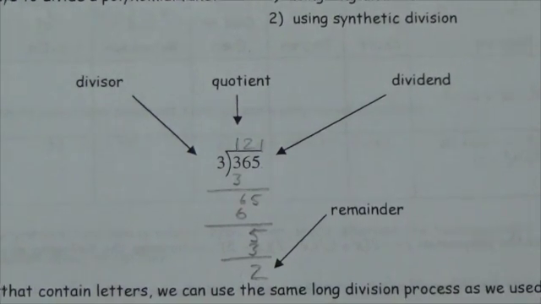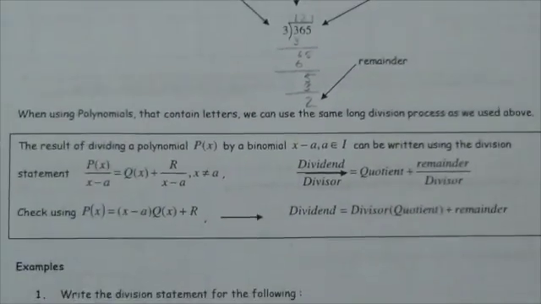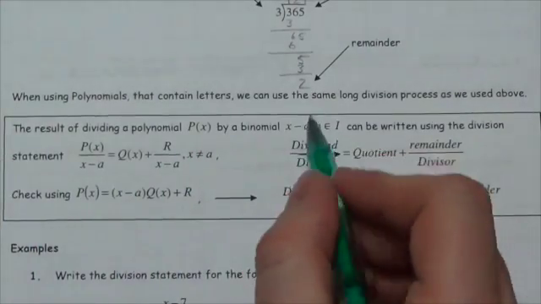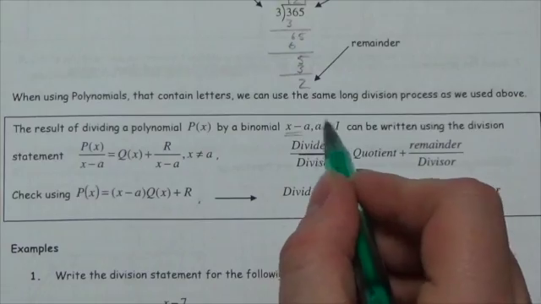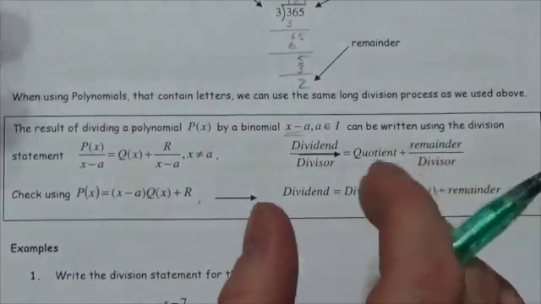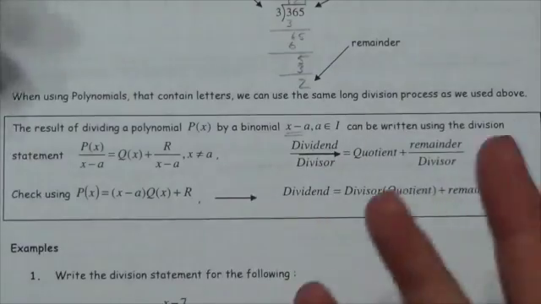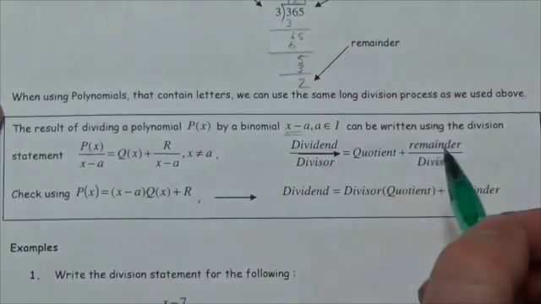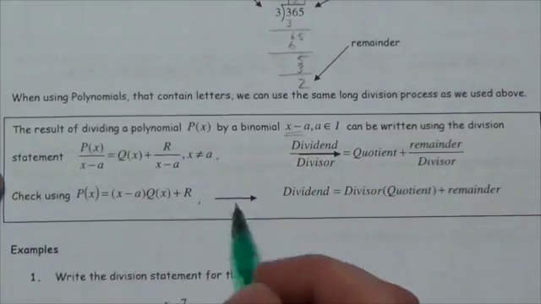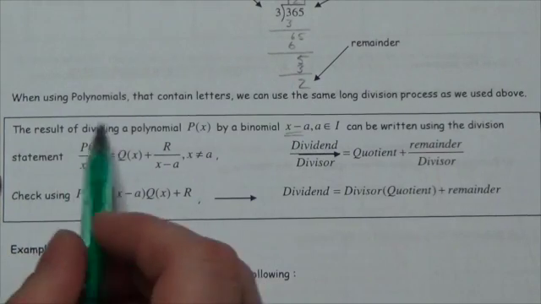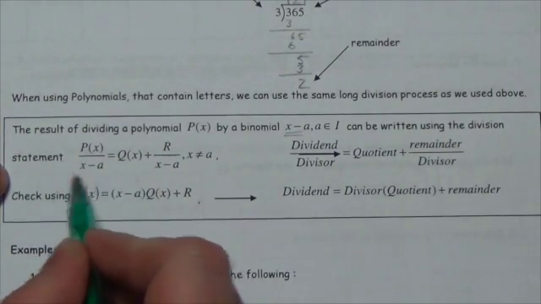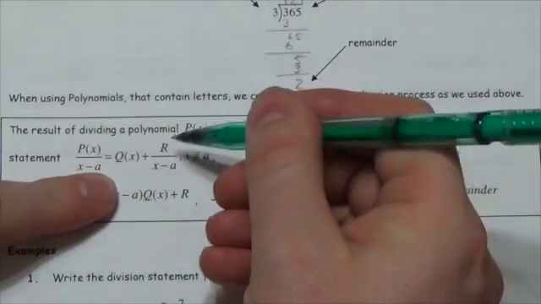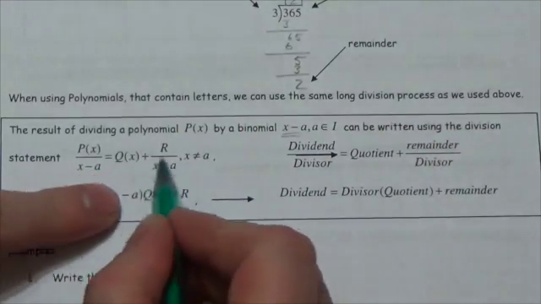But before we get to that, we're going to talk a little bit about representation. So the result of dividing a polynomial by a binomial, x minus a, where a is an element of the integers, we're going to focus on those kinds of values at this point in time, and this will be explored in more detail later on in your education. But for right now, we're just looking at where a is an integer, and it can be written using this division statement. So here's p of x. We're going to divide it by x minus a, our binomial. This is our divisor, and you get a quotient plus the remainder divided by that divisor as well.